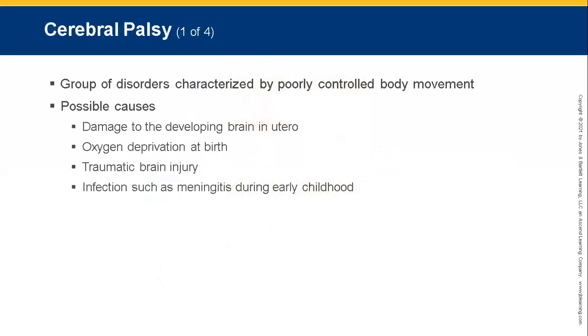Cerebral palsy. This is a group of disorders characterized by poorly controlled body movement. And there are numerous things that can cause that. Possible causes: brain damage in utero, oxygen deprivation at birth, traumatic brain injury, infections such as meningitis during early childhood.